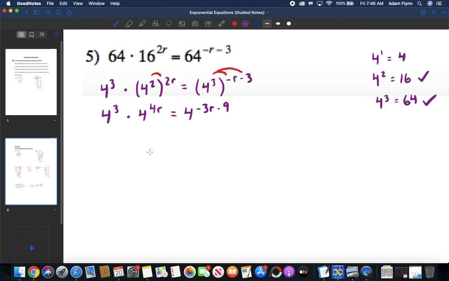At this point, we can't go ahead and cross out all our bases yet. Before we solve, we want to have one base on one side and one base on the other. On the left side I've got 4 to the third power times 4 to the 4r. How can I group those together? These two things are being multiplied, so I use the product rule. The product rule tells me I can combine these two bases by adding my exponents together. So I'm going to rewrite my left side as 4 to the 3 plus 4r equals 4 to the negative 3r minus 9.